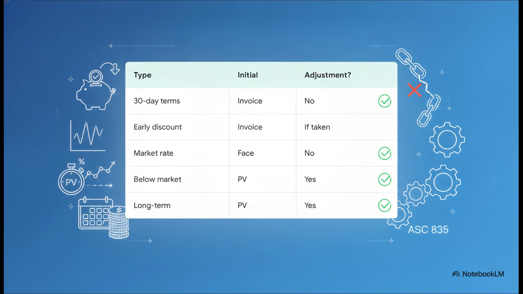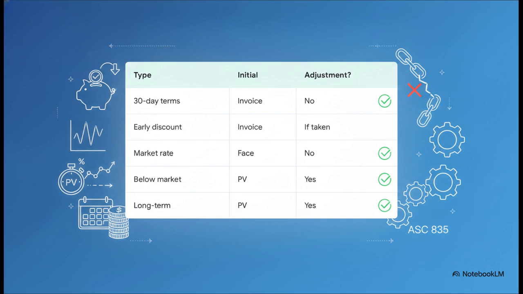Now, what about notes receivable? If the stated interest rate matches the market, easy. Just record the face value. But, and this is a big but, if you give the buyer a below-market rate, you're effectively giving them a hidden deal on financing. In that case, you absolutely must record the present value, which creates a discount that you'll amortize later as interest income.